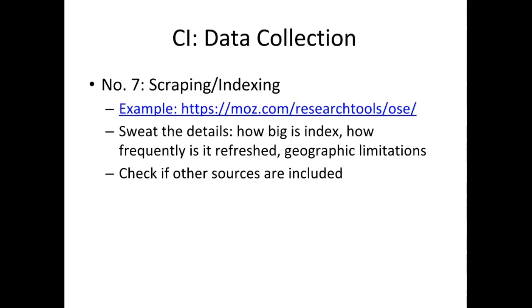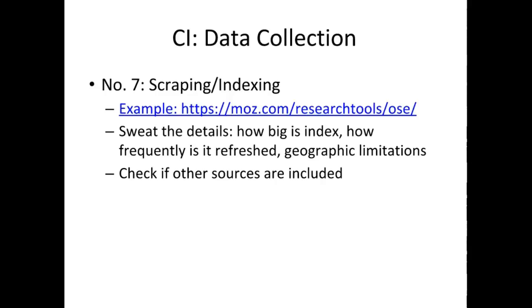The seventh way to get information is something called scraping and indexing. This is where the tools go in and sweep through the sites and pull the information from what's available. An example is Moz.com. You can go on and look at this, but you want to sweat the details. You want to look at how big the index is, how frequently it's refreshed, and what the geographic limitations are. You want to see what their limitations are before you decide if it fits your population. They might not have anything from Europe, and if your secondary market is in Europe, you might not want to use scraping and indexing. And you might want to see if other sources are included.